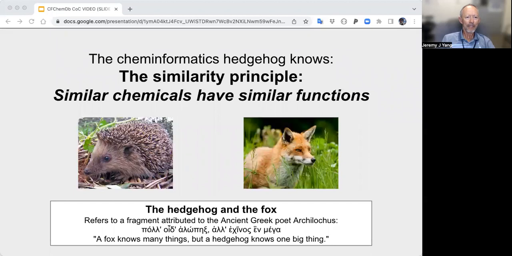One big idea can do a lot. A fox knows many things, but a hedgehog knows one big thing. And in cheminformatics, this big idea is the similarity principle. Similar chemicals have similar functions. In biomedicine, this means similar biological roles and effects, i.e. bioactivity. The similarity principle is approximate and limited, but very useful.